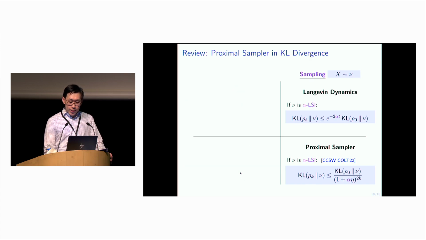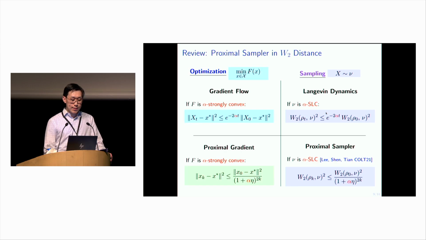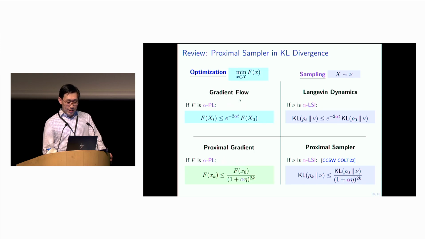In a paper a few years ago at COLT, what we showed was that for the proximal sampler, under log-Sobolev, we also have this exponential convergence guarantee in KL divergence, matching continuous time. And the optimization meaning of this one is that under the PL condition, the function value is decreasing exponentially fast in continuous time and discrete time.